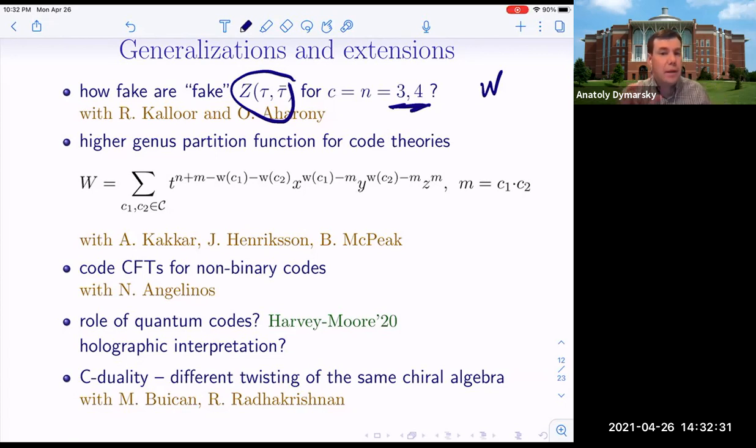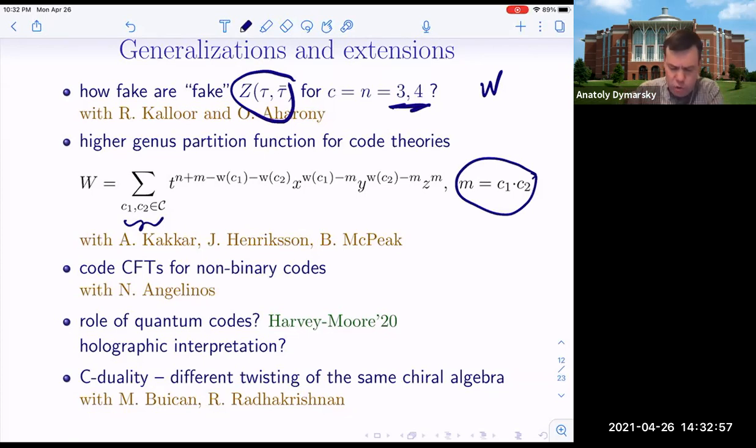And besides lengths of the code words, you also need to keep information about the relative angle. So that's kind of geometrically natural. You sum over pairs of code words, and then you keep information about the angle. I suppose if you want to have genus 3, then you need to sum over triples of code words, and maybe keep some relative angles in these triples of code words.